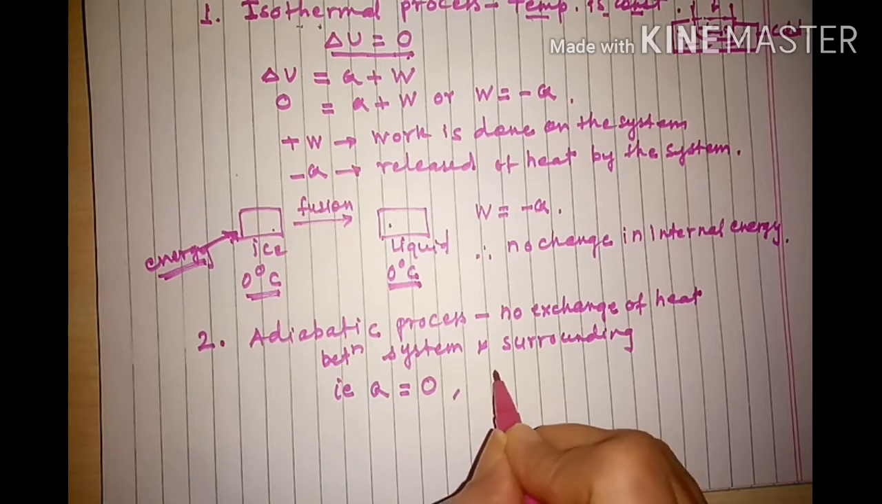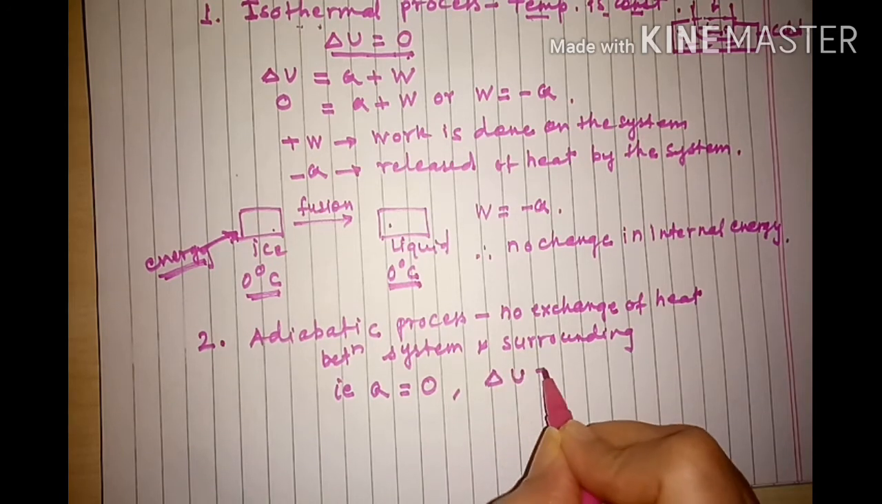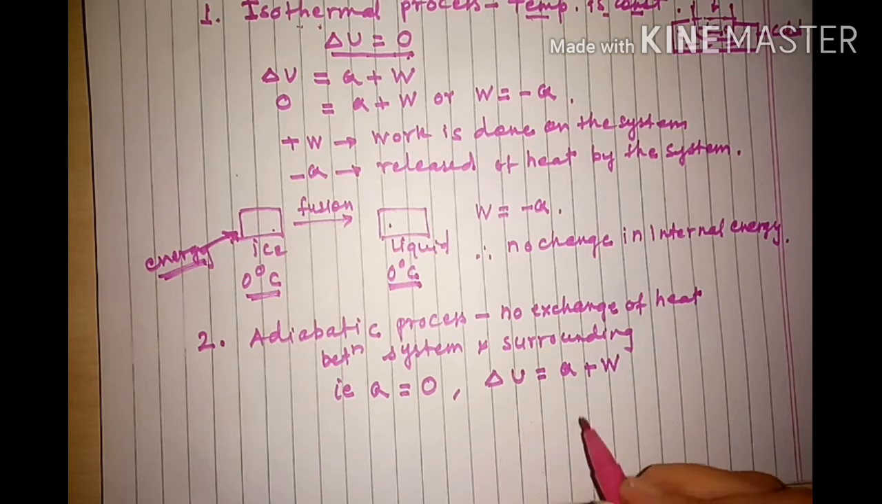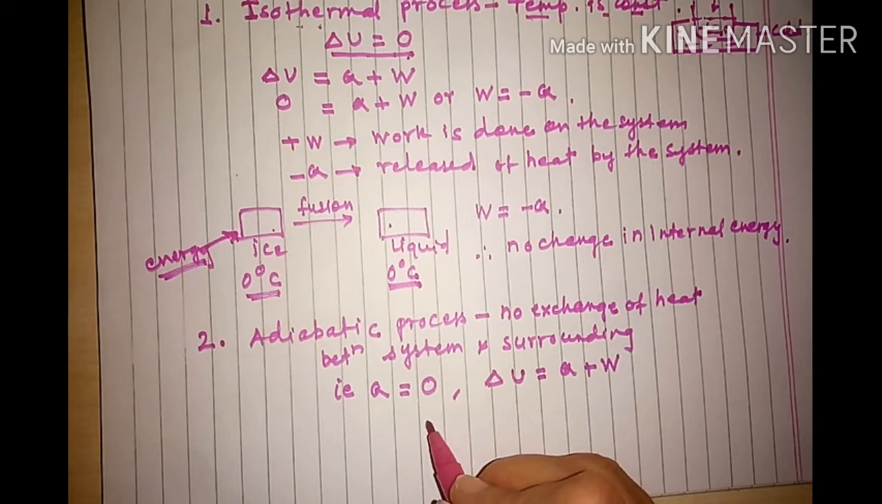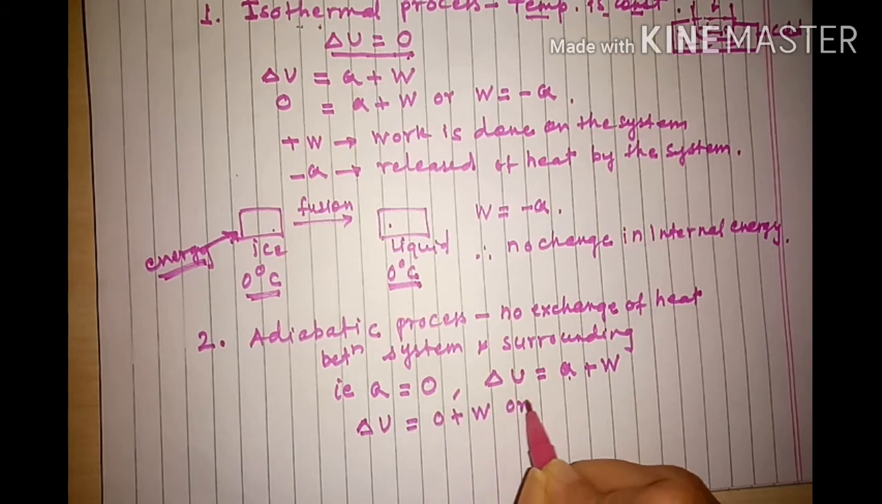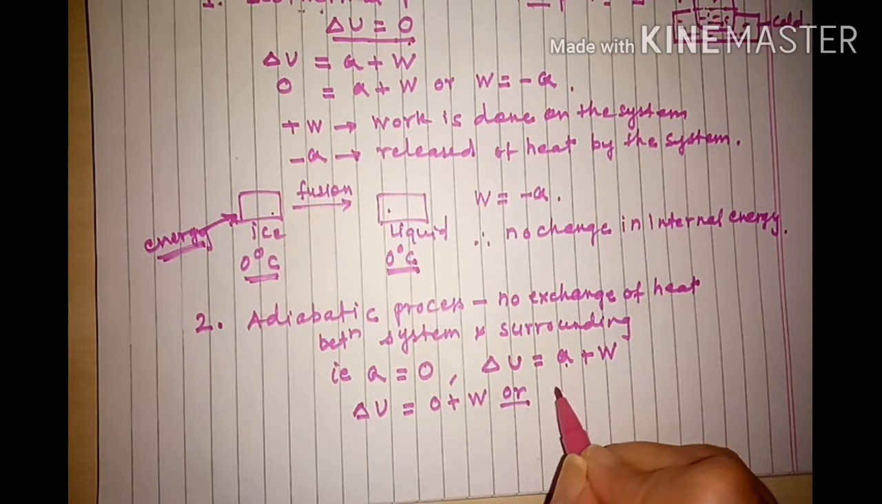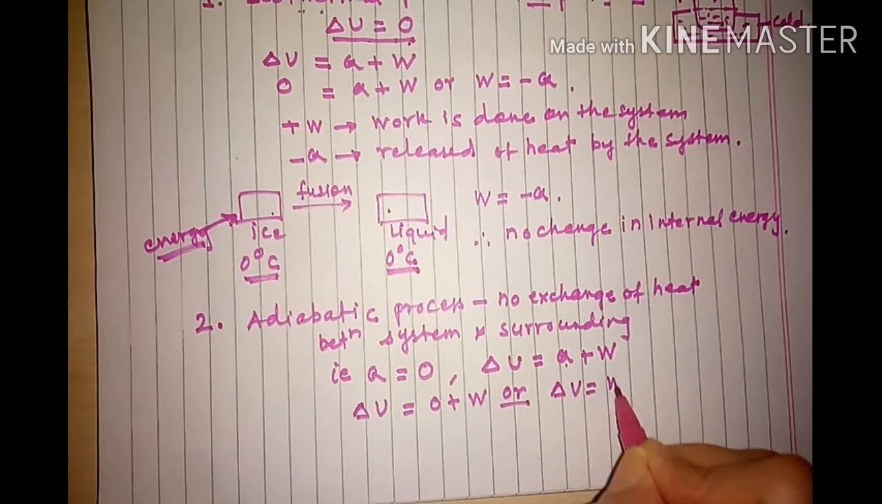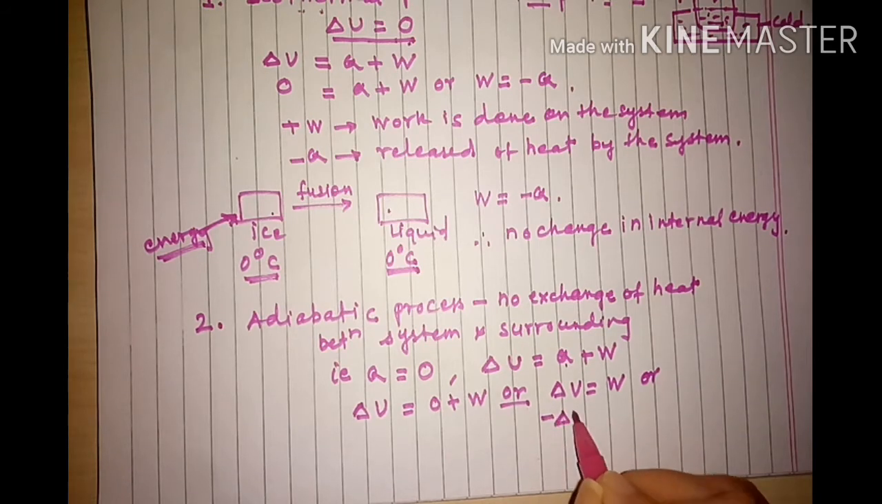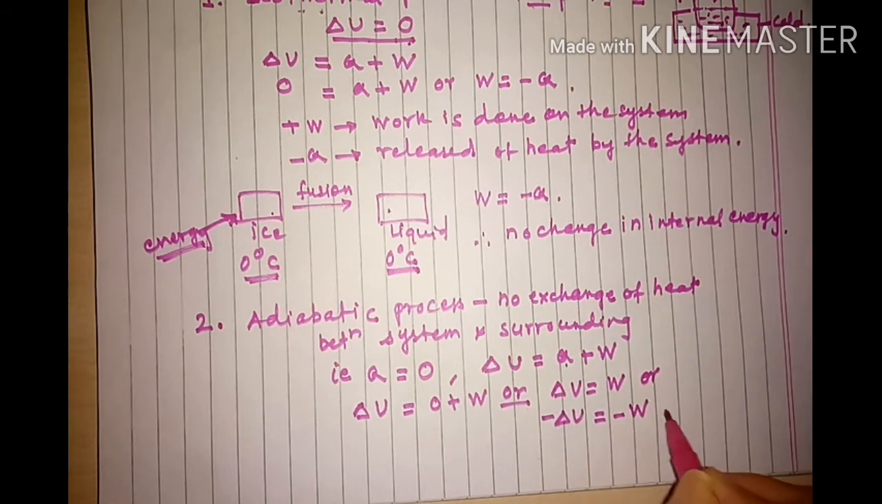So when you apply this to the equation delta U is equal to Q plus W, you can write Q equal to 0. When this Q equals 0, you substitute the value. So delta U is equal to 0 plus W, or you can write the same thing as delta U equal to W, or minus delta U will be equal to minus W.